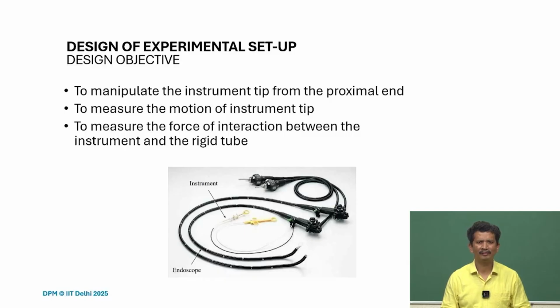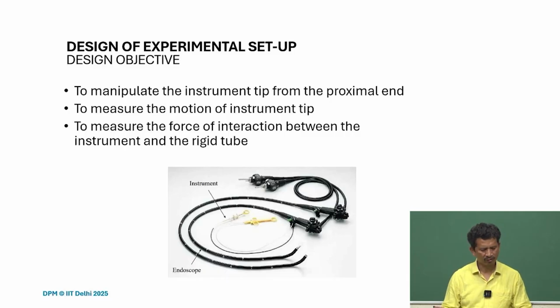Hello everyone, welcome back. So let's continue with the setup we discussed last time. We have been talking about the flexible instruments and trying to understand what happens if we manipulate the instrument inside the endoscope, and we want to use it for robotic surgery. So if that is the case, how do we proceed?